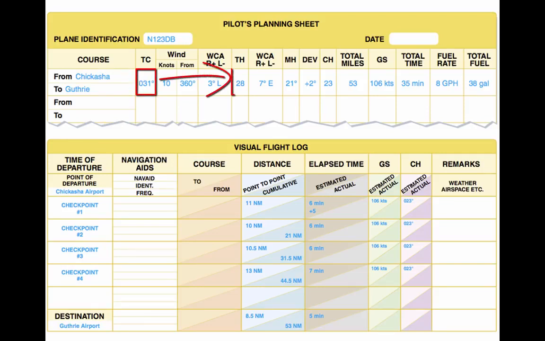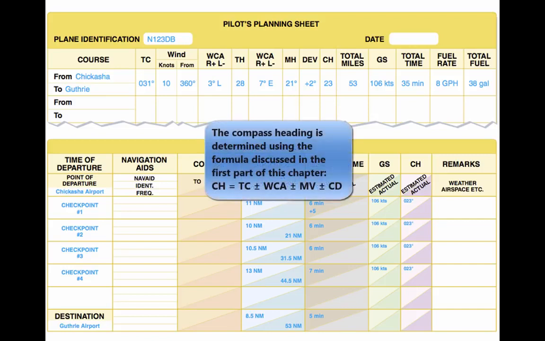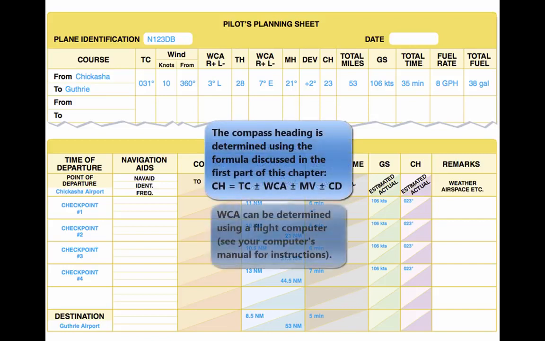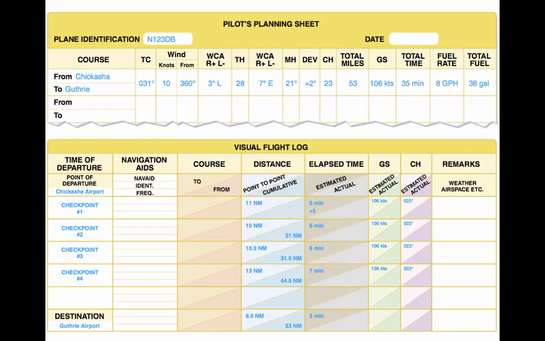Once the true heading is established, the pilot can determine the compass heading. This is done by following the formula given earlier in this chapter. The WCA can be determined by using a manual or electronic flight computer. Using a wind of 360 degrees at 10 knots, it is determined the WCA, wind correction angle, is 3 degrees left. This is subtracted from the true course, making the true heading, TH, 28 degrees.